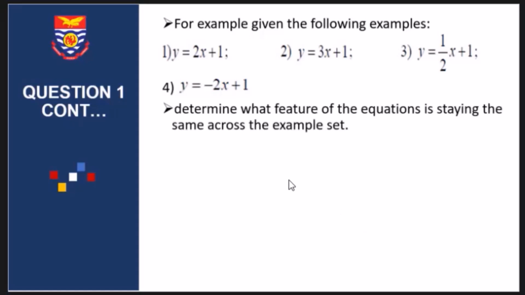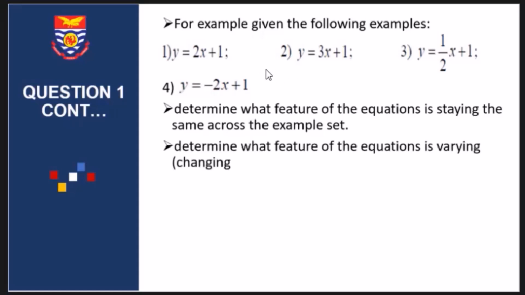So questions that you can ask: determine what features of the equation is staying the same across the example. So they look at the functions given, they look at what is constant or what is not changing at all, and you realize that the y-intercept is staying the same. That is y = 2x + 1. The y-intercept there is 1. y = 3x + 1, still 1. y = 1/2 x + 1, still 1. And then y = -2x + 1. So all these ones, they realize that the y-intercept is staying the same.